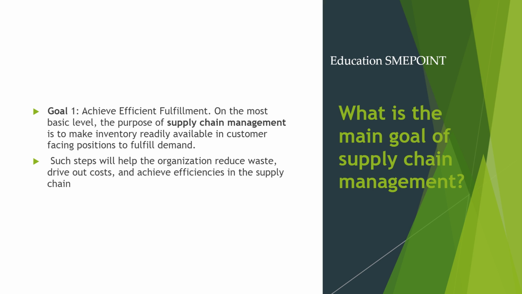What is the main goal of supply chain management? Goal 1: achieve efficient fulfillment. On the most basic level, the purpose of supply chain management is to make inventory readily available in customer-facing positions to fulfill demand. Such steps will help the organization reduce waste, drive out costs, and achieve efficiencies in the supply chain.